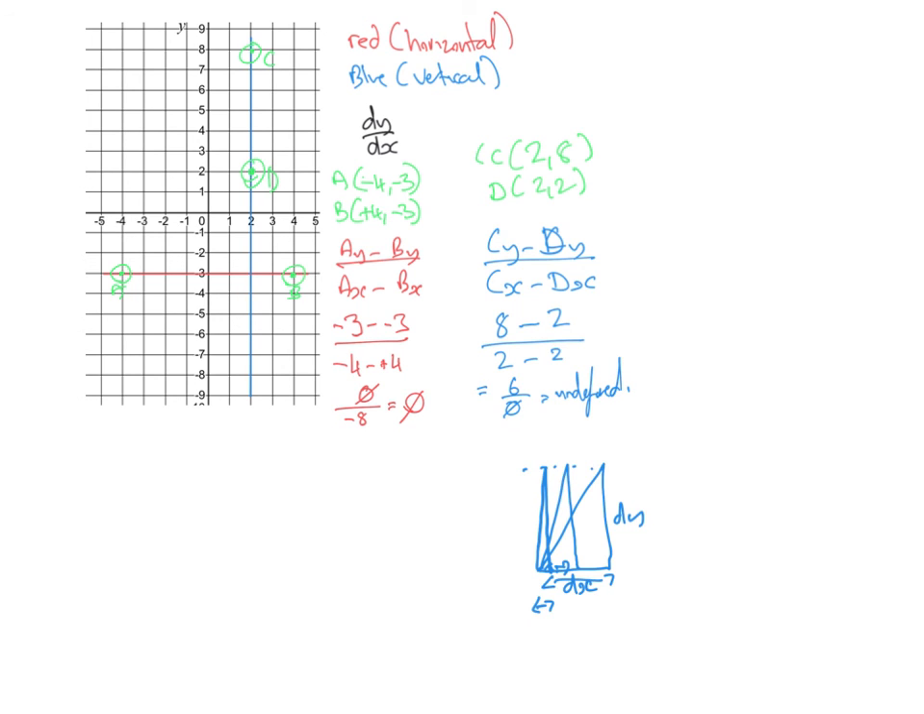So that's the case for the two special cases. Horizontal lines have a gradient of 0. Vertical lines have a gradient that's undefined. Diagonal lines always have a gradient. If they're sloping up from left to right, it's positive. If they're sloping down from left to right, it's negative. And the steeper the line, the larger the number. Okay, and that's the basics of gradients and straight lines.